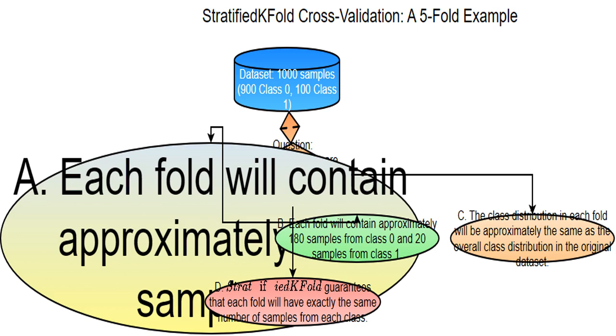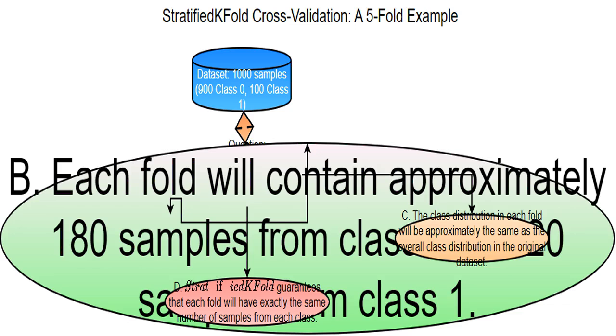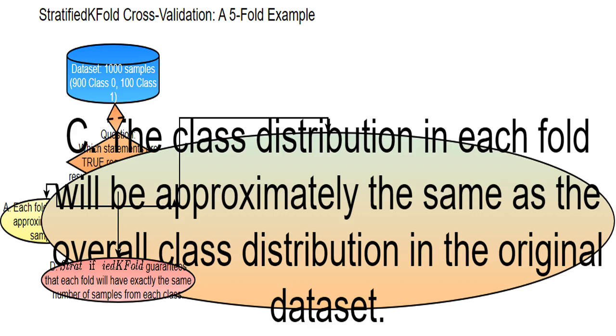StratifiedKFold prioritizes maintaining a similar class distribution in each fold. This statement is correct. I'm maintaining the original 90-10 ratio. 90% of 200 is 180, and 10% is 20. This is correct. StratifiedKFold's main goal is to keep a similar ratio of classes in each fold as in the entire dataset.